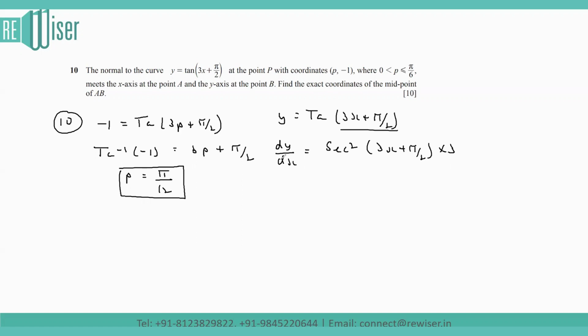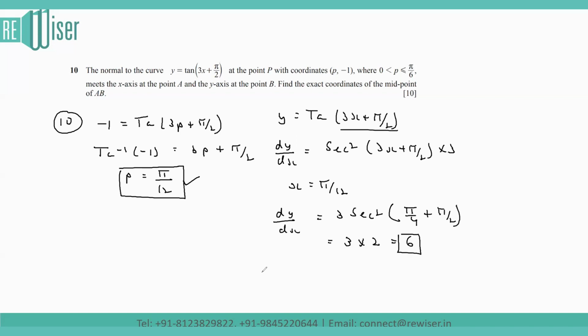So when the value of x is π/12, putting x equals π/12 over here, dy/dx is equal to 3 sec². In place of x, writing π/12, it becomes π/4 + π/2. So sec of that is root 2, so it becomes 3 into 2, which is 6. So that's the slope of the tangent at that point. The slope of the normal is just the negative reciprocal of the slope of the tangent, which is -1/6.